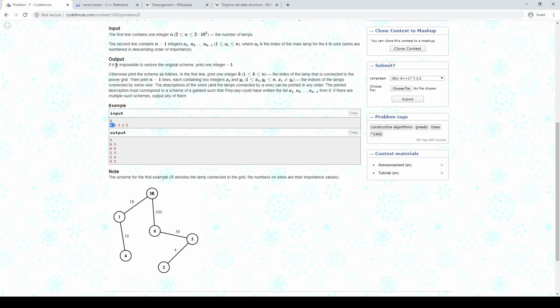Constructive algorithms, indeed. I'm very confused right now. Okay, I'm going to try and work out the example. So we know the root must be 3.